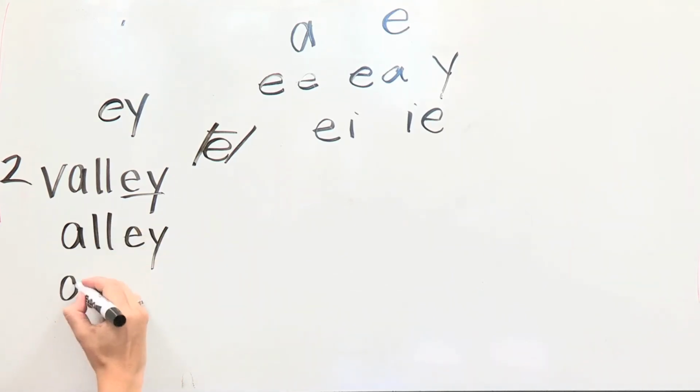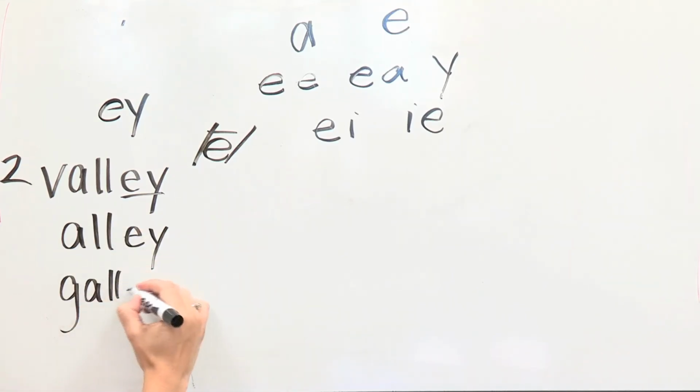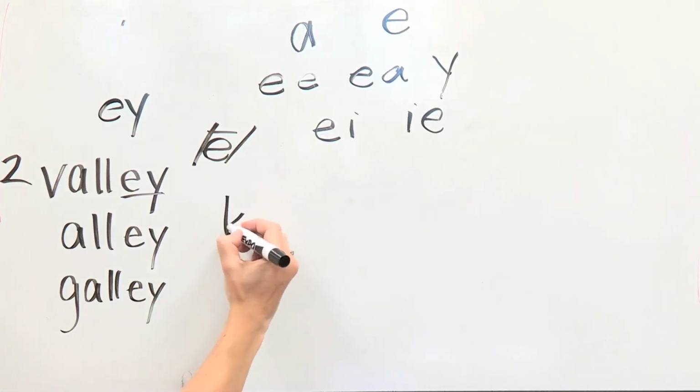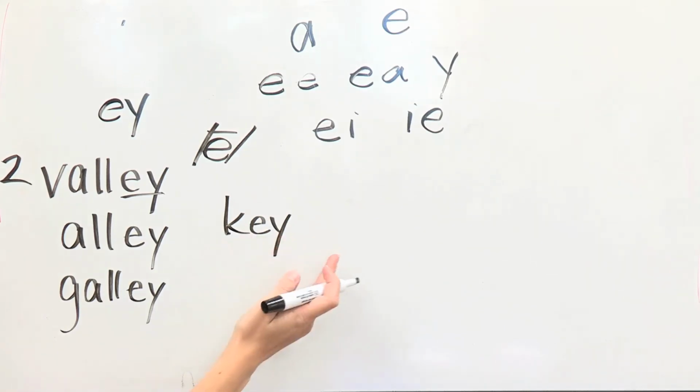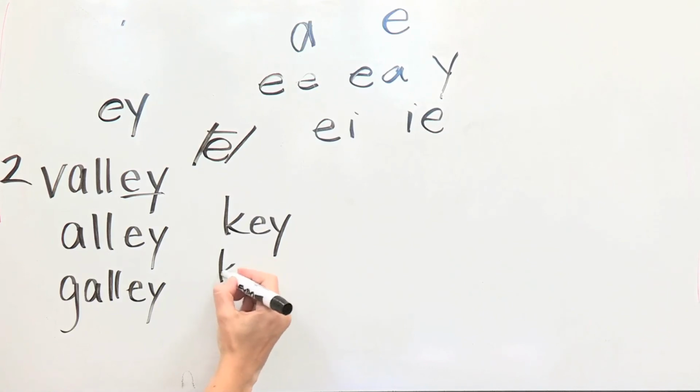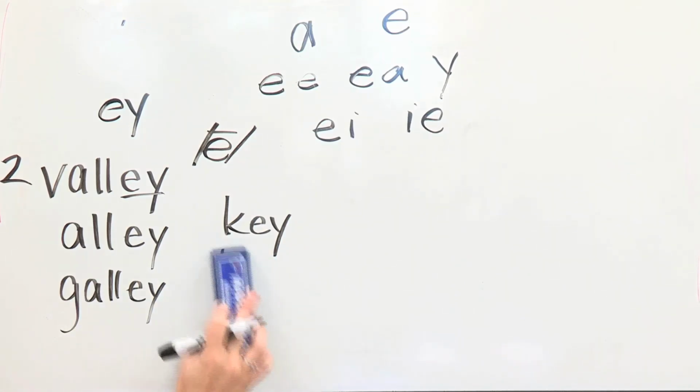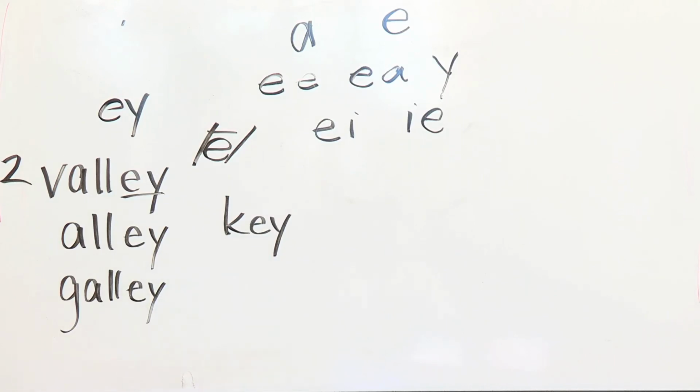alley, galley. The one exception is the word key. That's one syllable, but it's spelled EY. But you can do the does it look funny test. That looks funny. And the does it look funny test is a very valid test. It actually helps quite a bit.